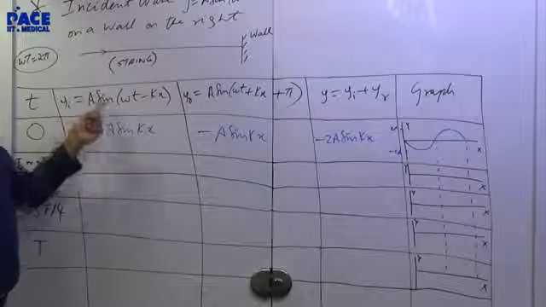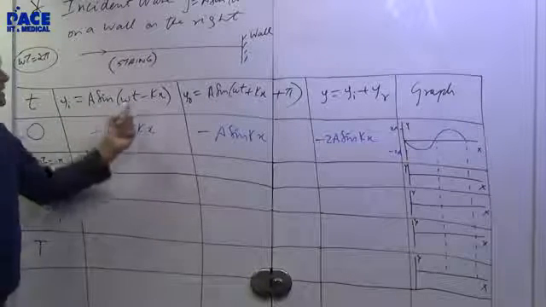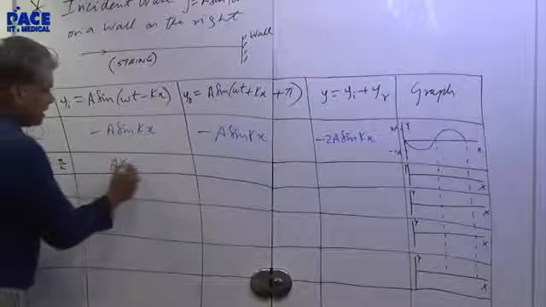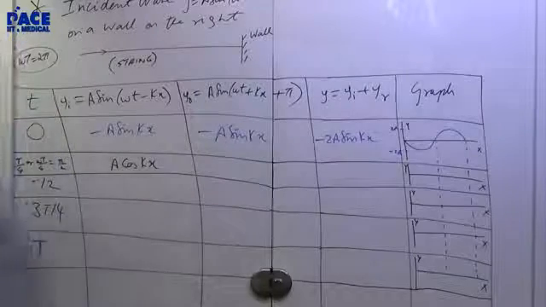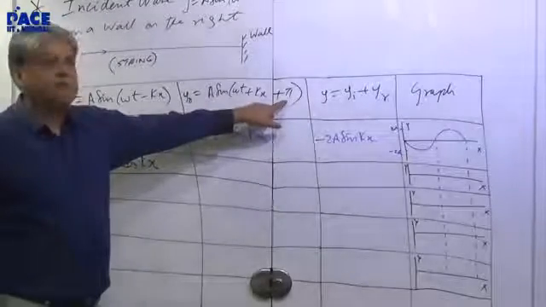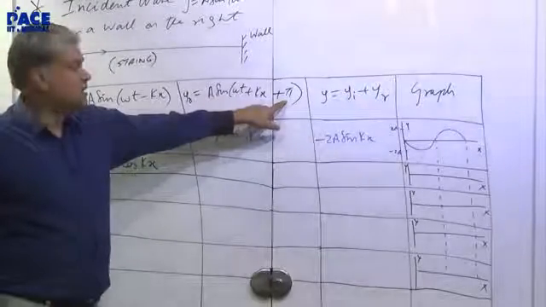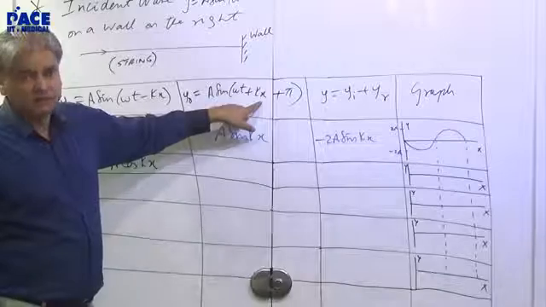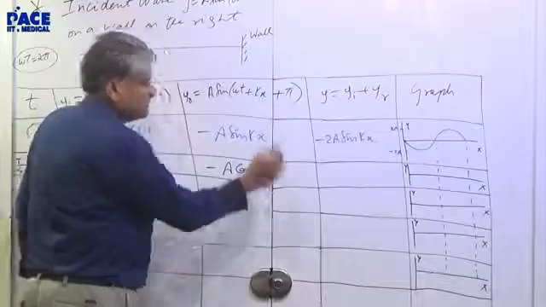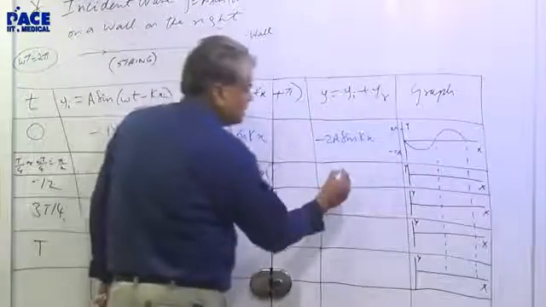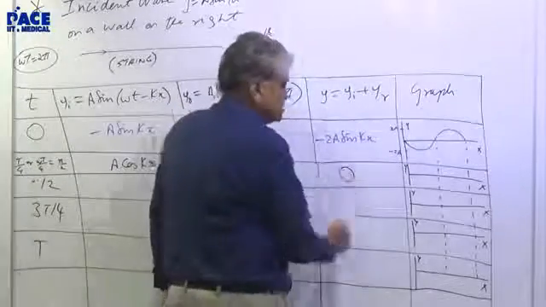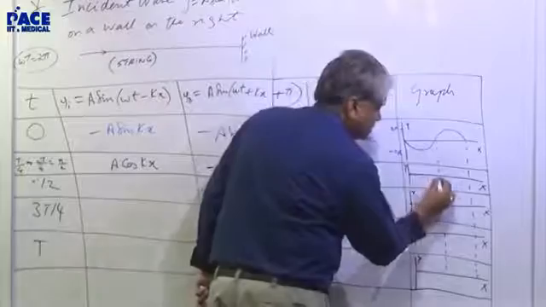by 2 here. What is A sine pi by 2 minus kx? A sine 90 minus theta is A cos theta. This will become A cos kx. Here I put A sine pi by 2 plus pi, 3 pi by 2 plus kx. This will be in the third quadrant. This will become minus A cos kx. Is it okay? This plus this will be 0. And the shape will be 0, I am just putting a different color, 0.